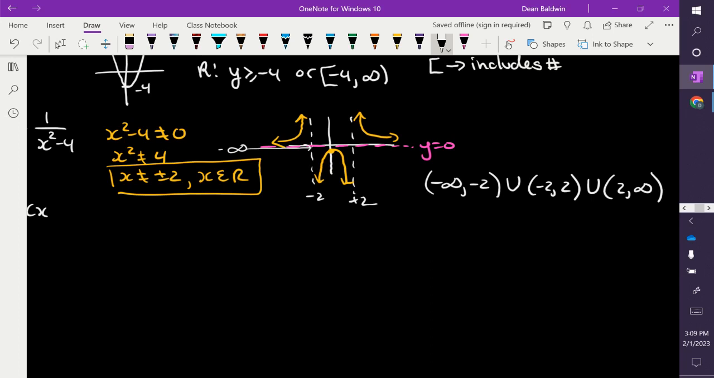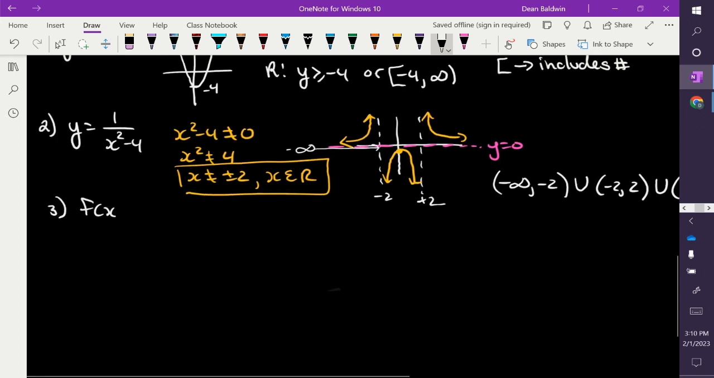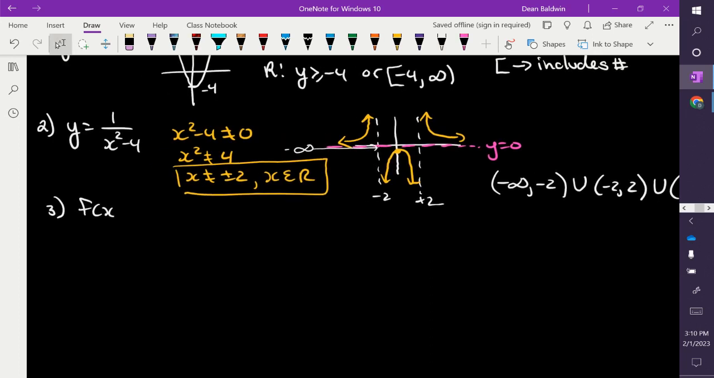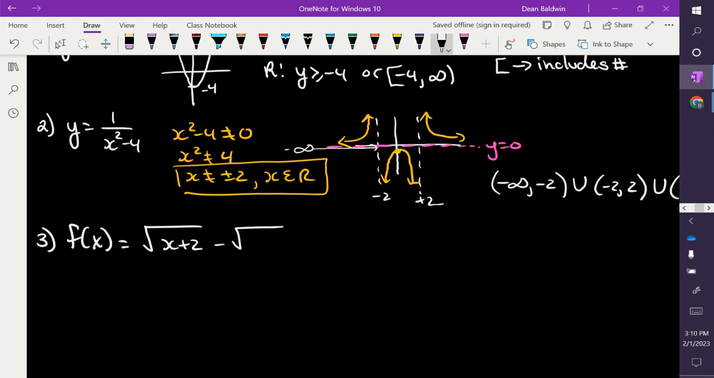Okay. We got 10 minutes left. All right, we'll do this. It's the last one. F of x is equal to root x plus 2 minus root 2x plus 1.